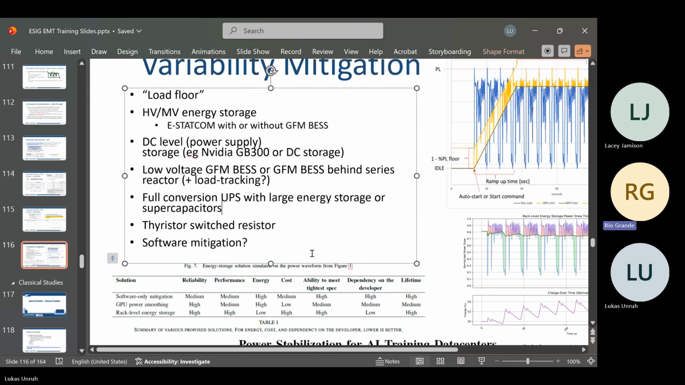And then the thyristor switched resistor. I don't think anyone is really proposing this, but in theory you could just have, but it's a measurement based thing. Anyways, you could just have a big resistor there that measures the load and tries to compensate for it all the time, just by burning energy into the resistor. Not very environmentally friendly, but technically it could work, I think.